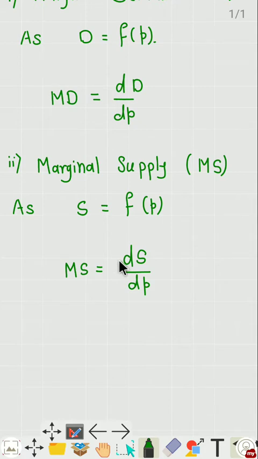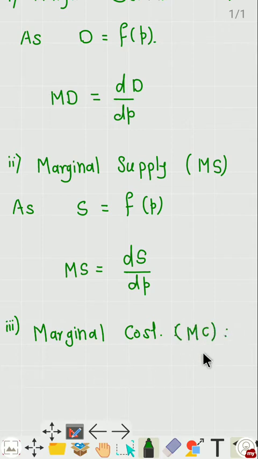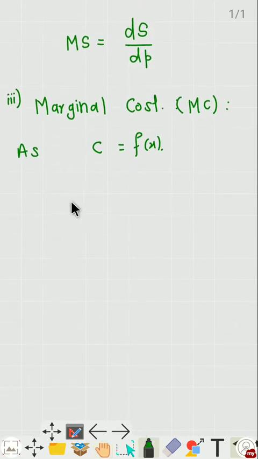Marginal cost and marginal revenue can be defined accordingly. Let us solve a few examples based on these concepts. Third is marginal cost. Marginal cost is denoted by the notation MC, and as the cost function C is a function of x, the marginal cost is nothing but the derivative of the cost function with respect to x. Now fourth is marginal revenue.